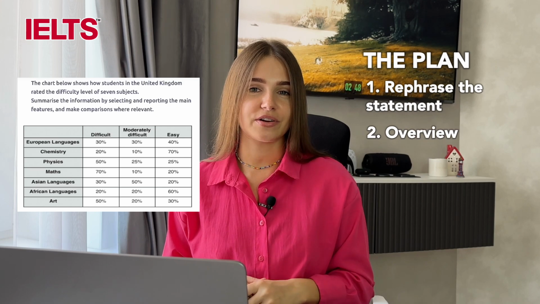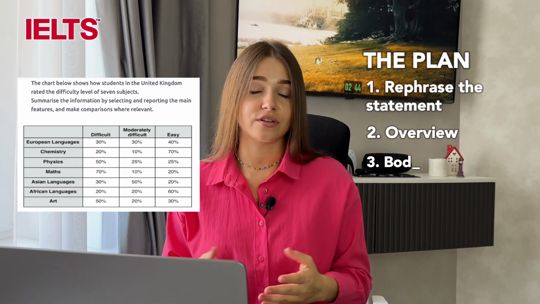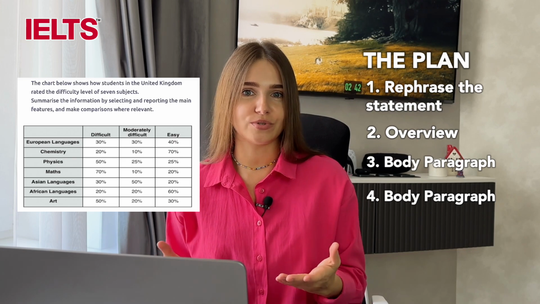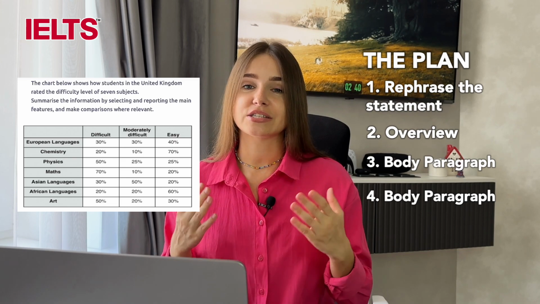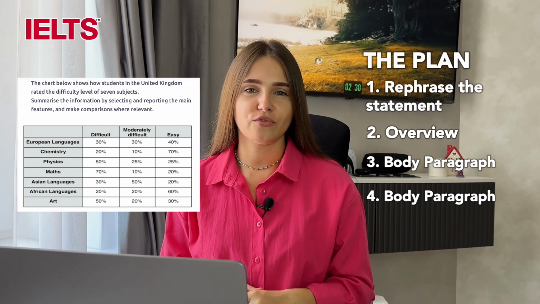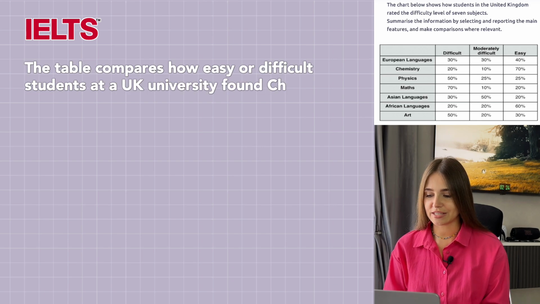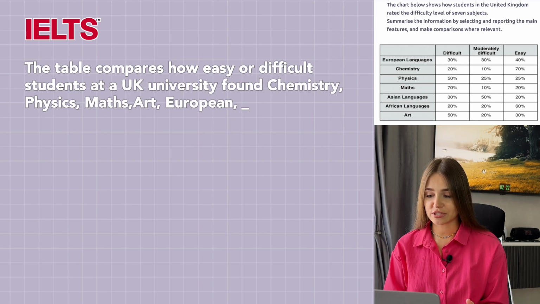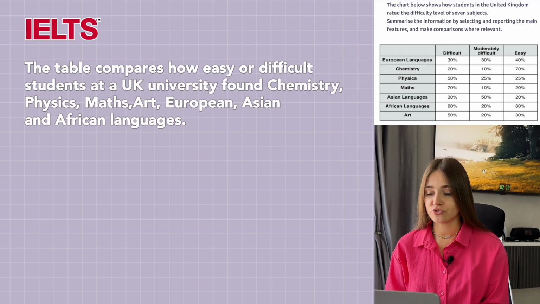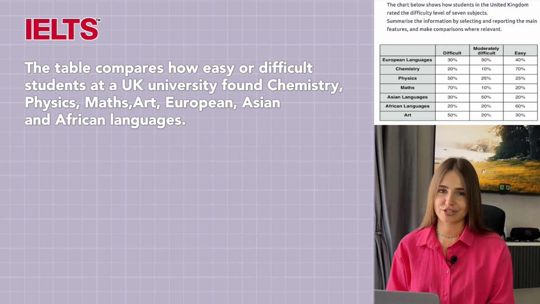In the second paragraph, I write an overview, and the third and the fourth paragraphs are body paragraphs where I describe and compare everything in details. So let's take a look at our first and second paragraph. The table compares how easy or difficult students at a UK university found chemistry, physics, maths, art, European, Asian, and African languages. So it's okay to enlist all the subjects here.